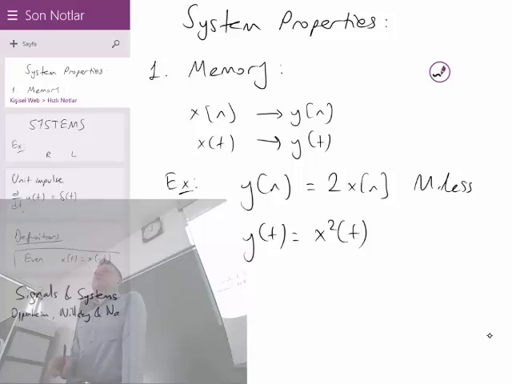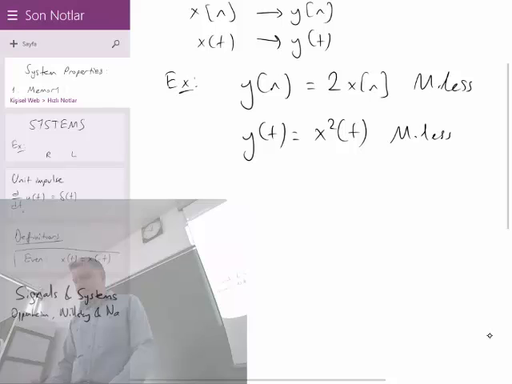Please be accustomed to such a notation in functions. Whenever I say x squared of t, it means x of t in a big parenthesis squared. So as you see, y of t depends on the value of x of t at the same t only. This is also memoryless.